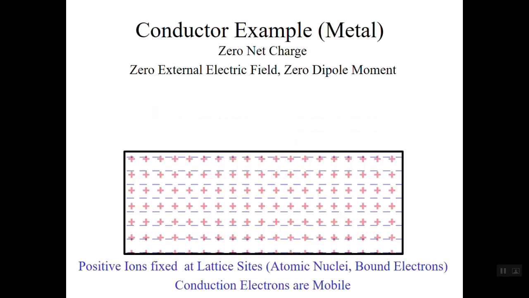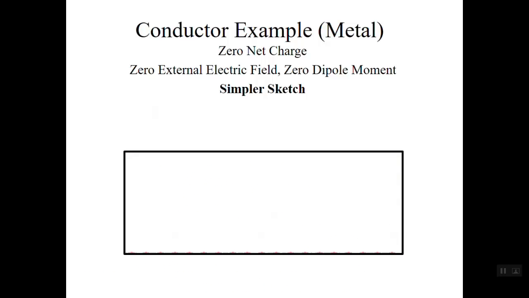Let's recall the case of a conductor in equilibrium with zero net charge and no applied external field, meaning no polarization. It looks something like this. The red plus signs representing the positive ions plus bound electrons fixed in position in the metal, and the blue minus signs representing the sea of conduction electrons. A simpler way to draw this is to just sketch the boundary of the metal sample, like this. We'll understand that the ions and conduction electrons are contained in the interior without needing to sketch them.